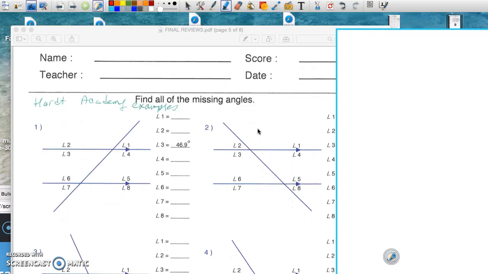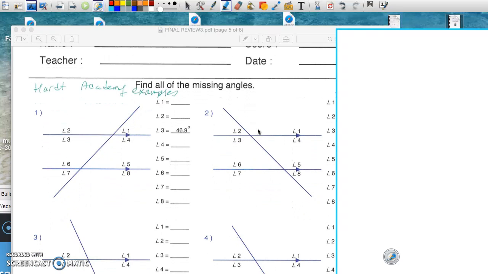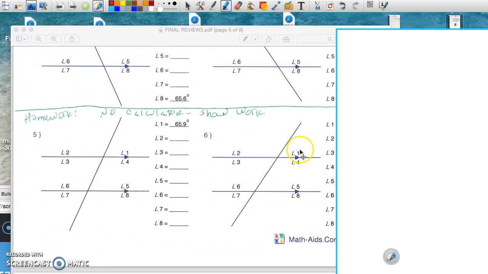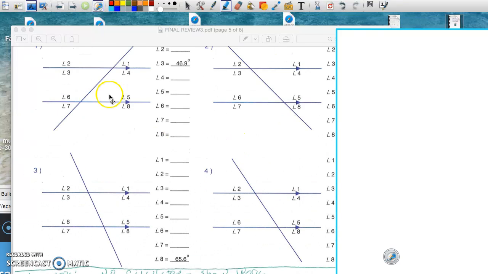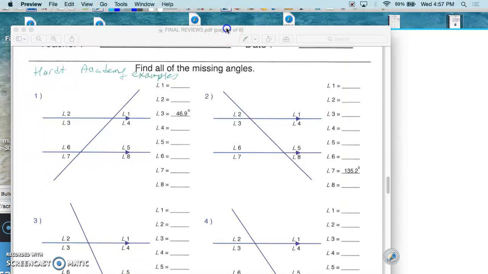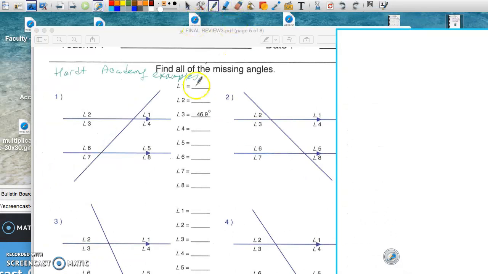All right. With these, find all the missing angles. Looks like it's a lot of work, but it's not. And you only have to do 2 problems. These 4 problems are for either we did them in classwork or I'm doing them as examples here for Heart Academy. So let me just start with one. Can't remember which ones I did for which class. All right.